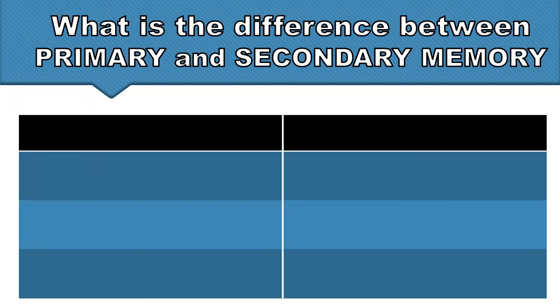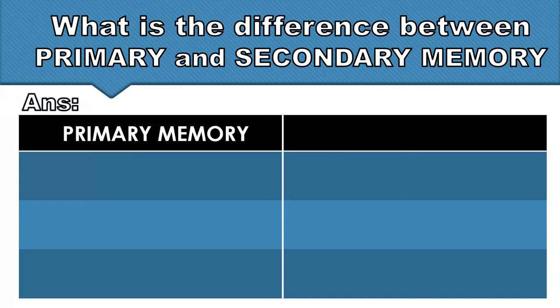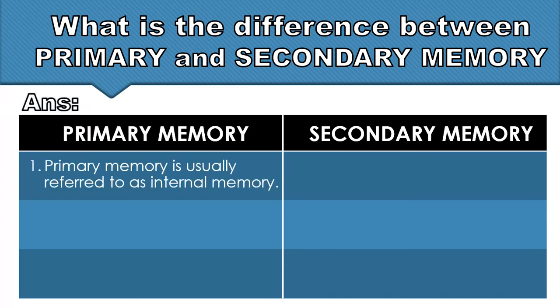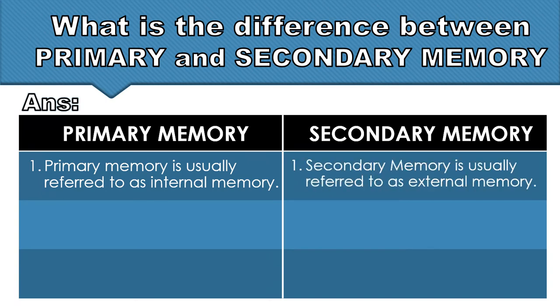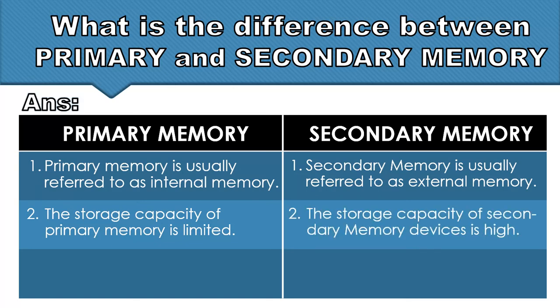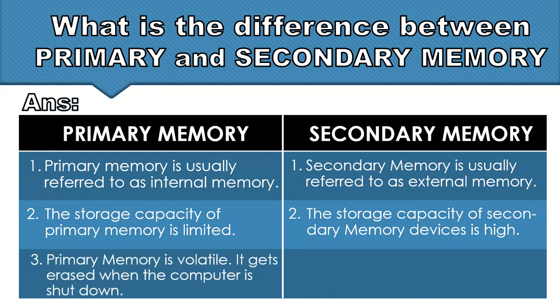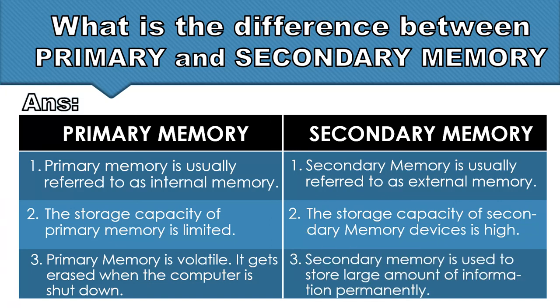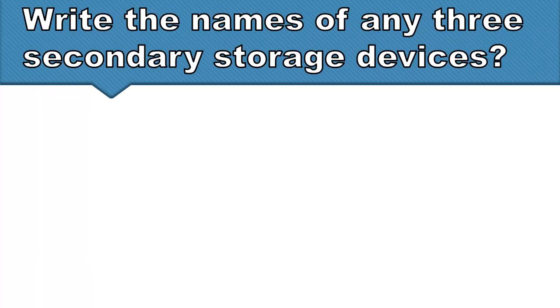Then we come to the next one. What is the difference between primary and secondary memory? Primary memory is usually referred to as internal memory, and the secondary memory, as you know, is known as external memory. The storage capacity of primary memory is limited, while the storage capacity of secondary memory is high. Primary memory is volatile, it gets erased when the computer is shut down or switched off, and the secondary memory is used to store large amounts of information permanently.